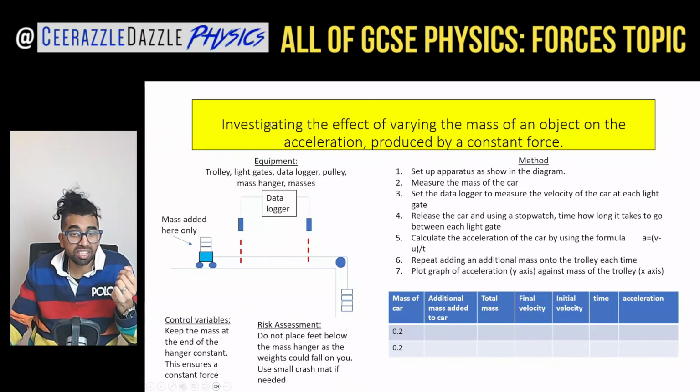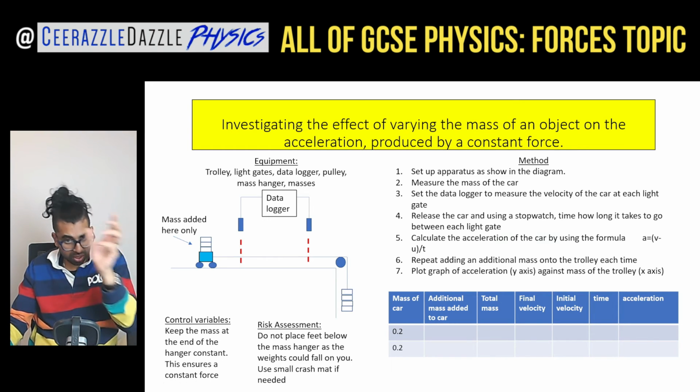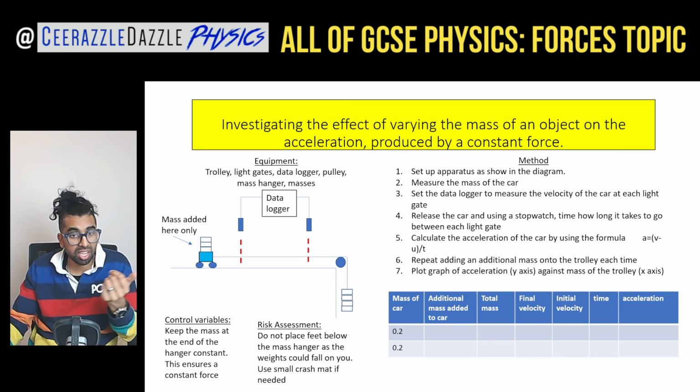Second experiment, investigating the effect of varying the mass of an object on the acceleration produced by a constant force this time. So this one is slightly different. In the previous example, we were taking masses off and adding them to the end, therefore increasing the force. This time round, I'm going to keep the force the same, so I'm not going to change any masses at the end. So what we're going to do is we're going to take additional masses and simply add them on top here. So masses are added here only. They're not taken from anywhere else.